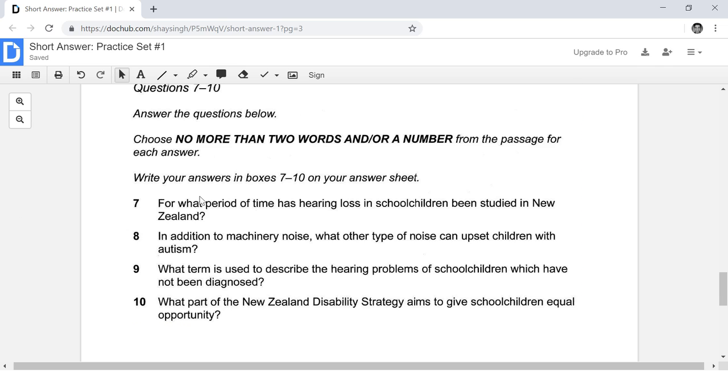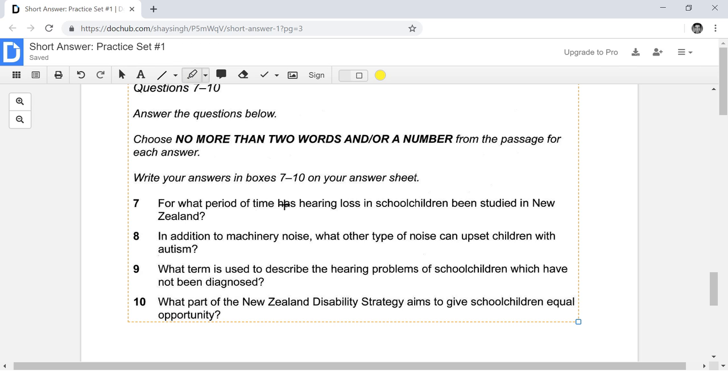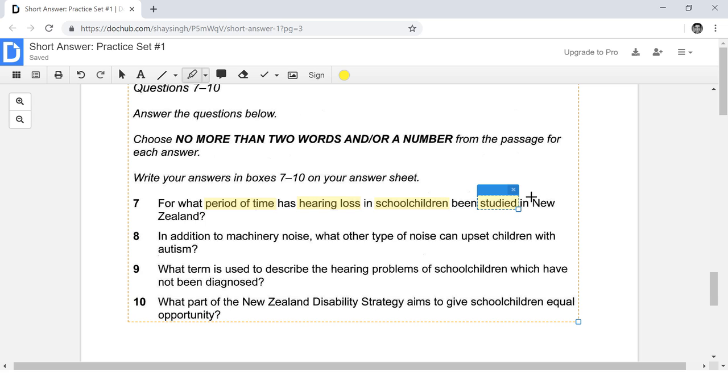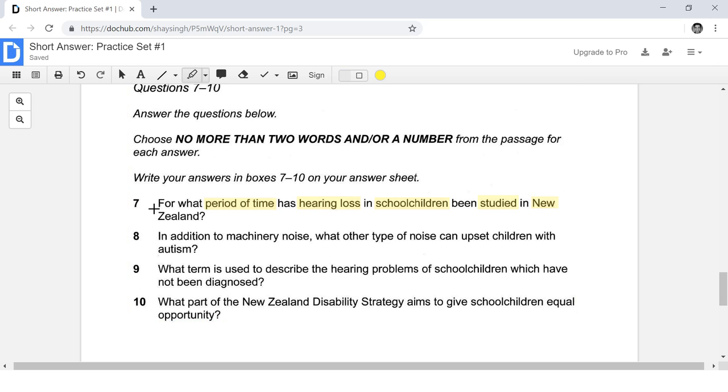Alright, so in this case, let's try to identify our keywords. I'm going to be marking them with my highlighter. The first thing we are looking for is a certain period of time, something to do with hearing loss, school children, that's another keyword, it's a noun. Studied, something about studying, that's a verb. Well, take a look at that. New Zealand, that's going to be really easy to find. That's a proper noun. We love proper nouns. They are very easy to find in the reading passage because the first letter is capitalized, and that really helps out.